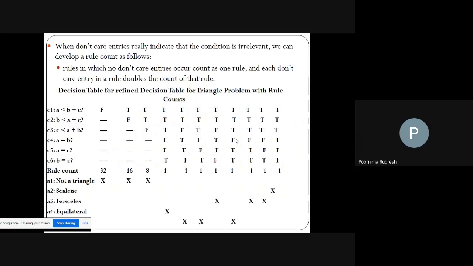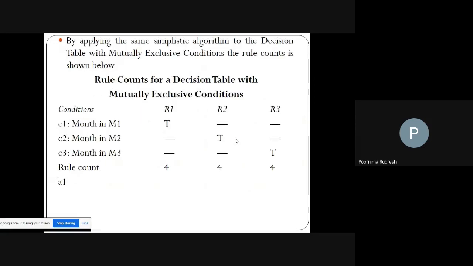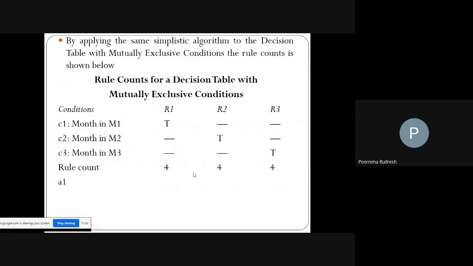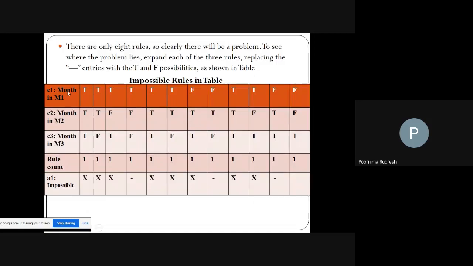So here we have only 8 rules, so clearly there will be a problem. To see where the problem lies, expand each of the 3 rules, replacing the dash entries with the true and false conditions which are represented here. Compare this table: in this table we have only true conditions, true for R1, true for R2 and true for R3, just 3 true conditions. But if we expand that, what happens?